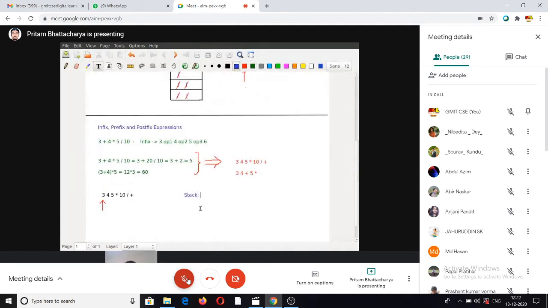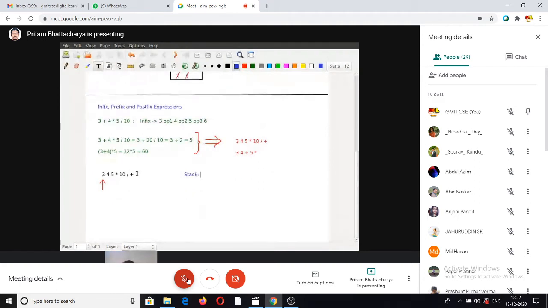So I'll do two things. After each step I'll shift the arrow and I will write the new contents of the stack. Initially the stack is empty and you have the arrow pointing towards the beginning. Now when the arrow is pointing towards an operand, like here 3 is an operand, not an operator, you just push this into the stack and move on to the next symbol in the input.